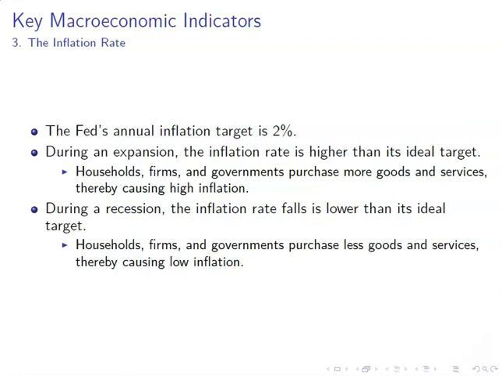The Federal Reserve Bank's annual inflation target is 2%. During an expansion, the inflation rate is higher than its ideal target. Households, firms, and governments purchase more goods and services, thereby causing high inflation. During a recession, the inflation rate falls below its ideal target. Households, firms, and governments purchase fewer goods and services, thereby causing low inflation.